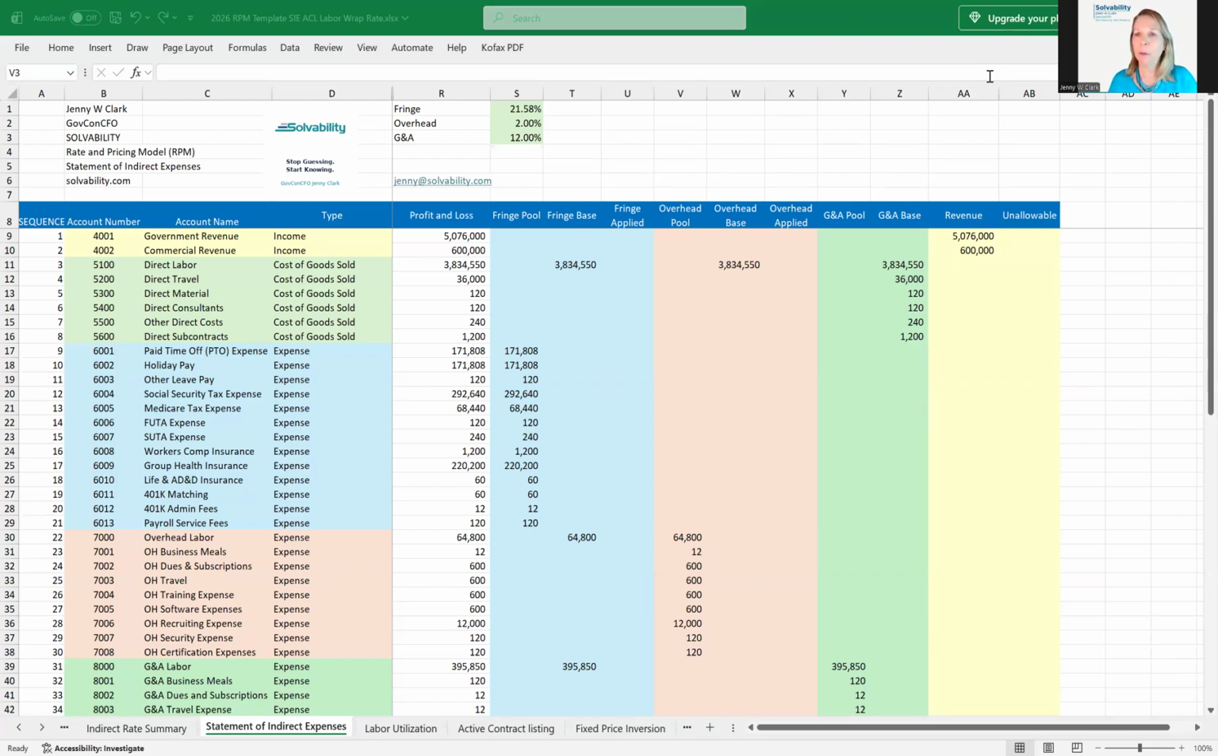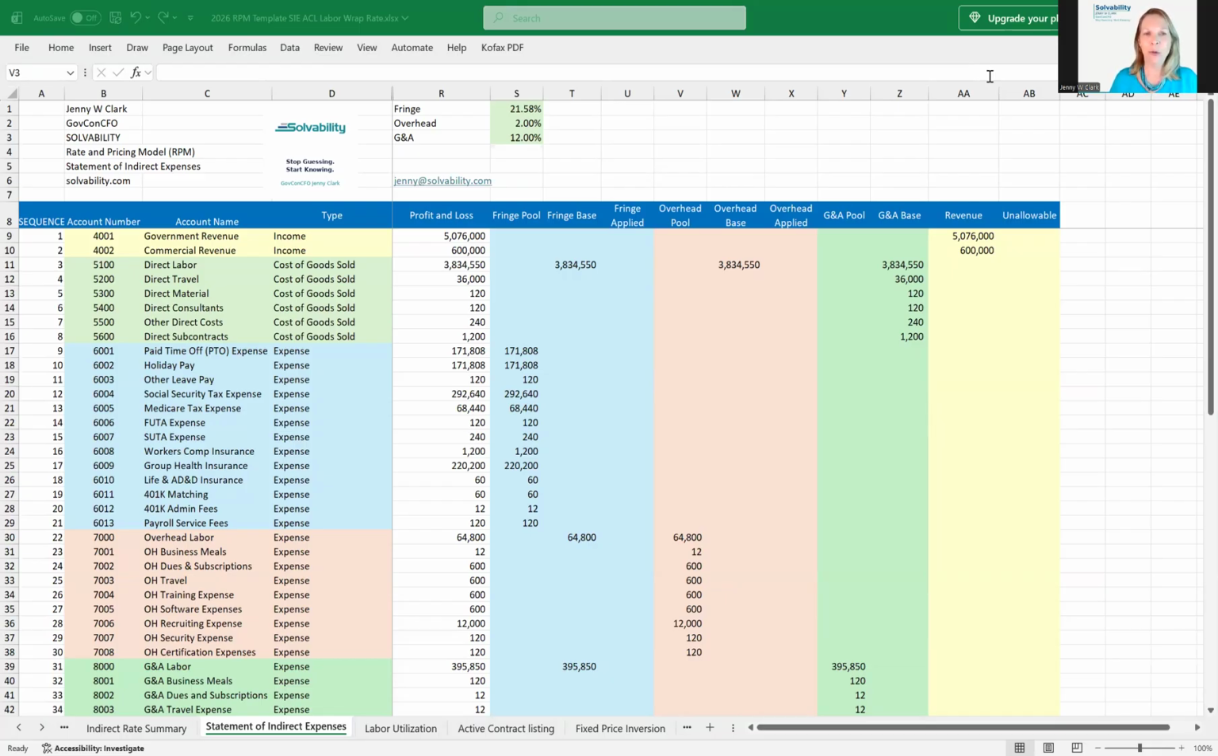My company is Solvability, and I work with small businesses in federal contracting so they can stop guessing and start knowing. And what I want them to start knowing is about their indirect rates that they're using for pricing to make sure that they understand how they're calculated and how they change.